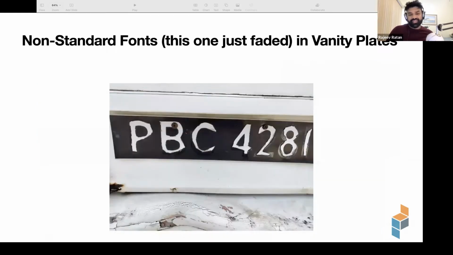Now, there are also non-standard fonts. Now, this isn't actually a font. This is just a license plate that actually faded over time for some reason. But I've seen a couple of plates like this on the roads right now, where maybe because of sun exposure or some damage or some low quality license plate, it begins changing and kind of warping the fonts a bit.